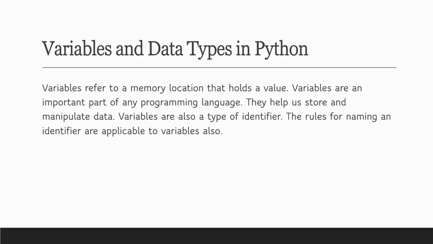Variables are actually a type of identifier, which means the same naming rules apply over here. For example, we cannot start a variable name with a digit or use a keyword as a variable name. But what about the kind of information we store in the variable? This is where data types come into play. Data types tell Python what kind of value is inside a variable.